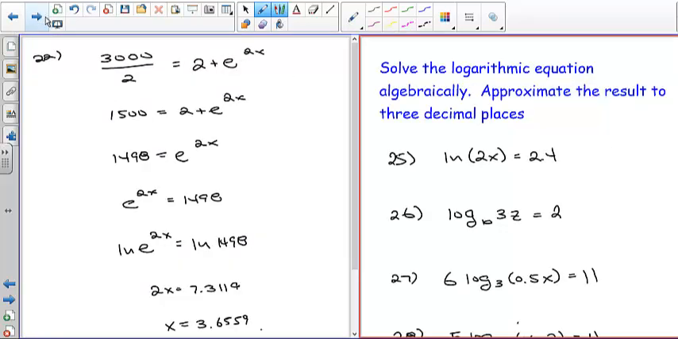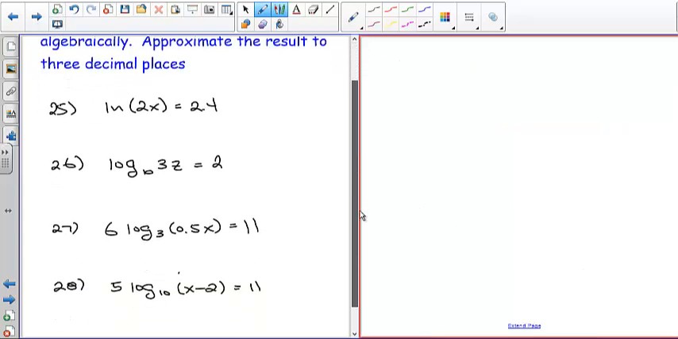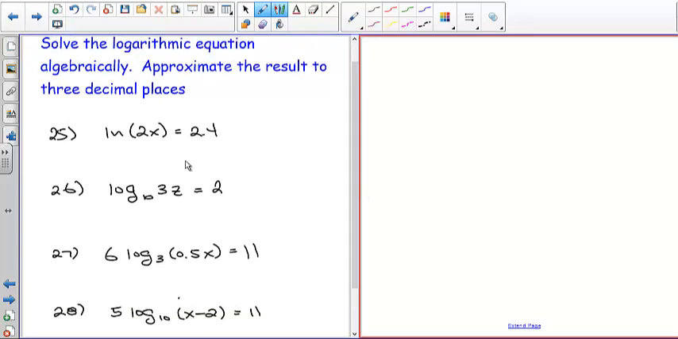Okay, so the next bunch are all logarithms. Now the difference here is that I have to use exponential functions, but I have to use the same base. The base of the exponent has to be the base of the logarithm. And to be able to do that, I have to get the logarithm by itself. So this one's by itself. There's no constant in front. This is by itself. This one's got 6, so I'm going to have to divide both sides by 6. This one I have to divide both sides by 5.